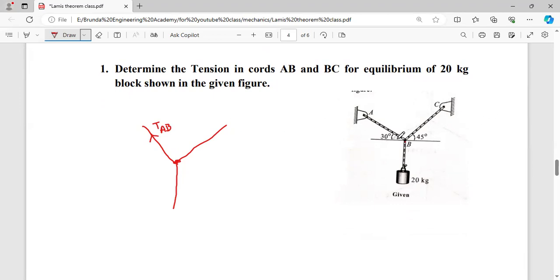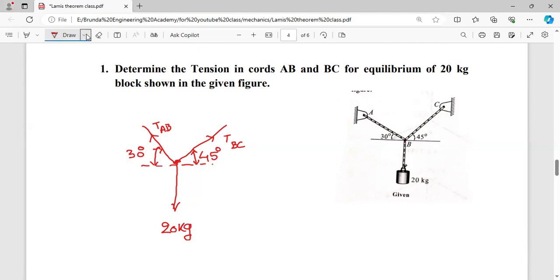Next coming to the BC. So here also the tension will be acting there. So that is TBC. Next coming to this, here 20 kg mass will be acting here. Now coming to angles, angle resolution. So here its angle is from the diagram we can observe 45 degrees. Next here the angle is 30 degrees.